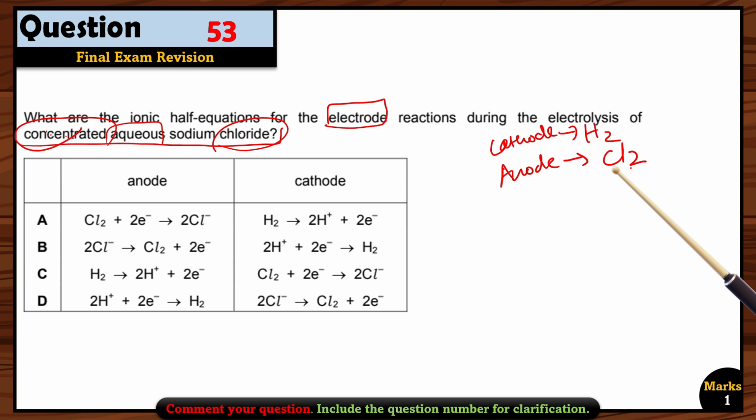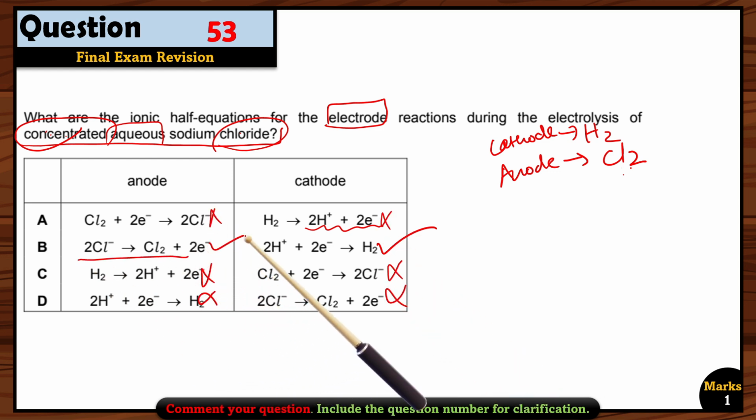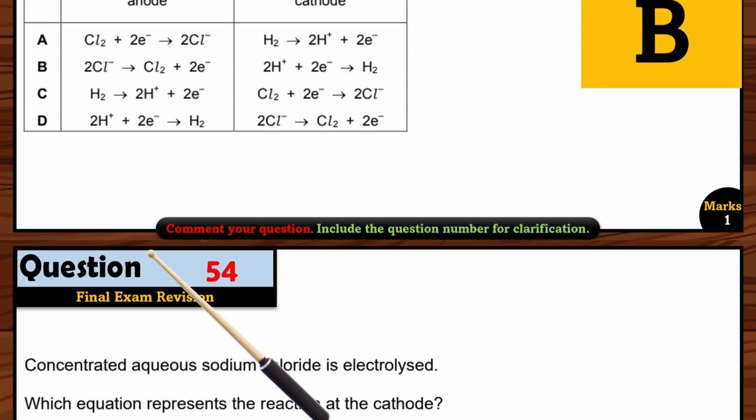Okay, so now let's see where we can find hydrogen and chlorine. At the cathode, hydrogen, where can you find it? Yes, this one here. There is no hydrogen gas here. Can you see hydrogen? It's not a hydrogen gas here in the product. So all these options are wrong. Now don't look at the other options. You can see here you are getting chlorine gas at the anode. So option B is the right option.